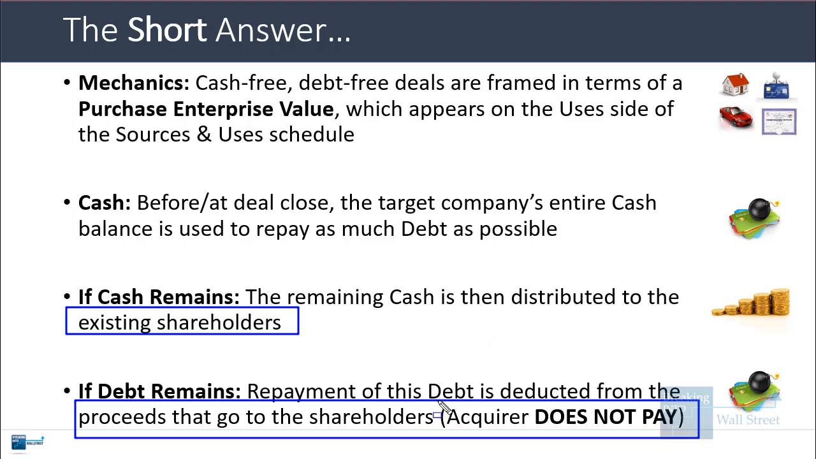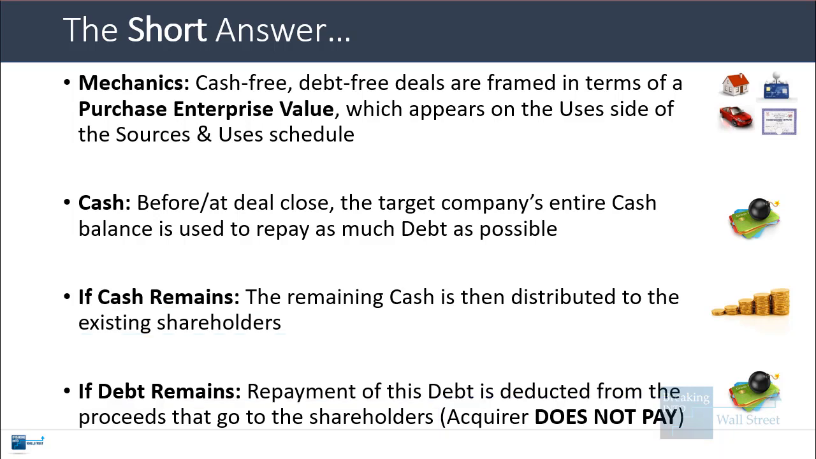It's important to note that in no cases does the acquirer actually pay for this remaining debt unless something very odd is happening with the deal structure. It's really the responsibility of the selling shareholders to repay the remaining debt in a situation like this.